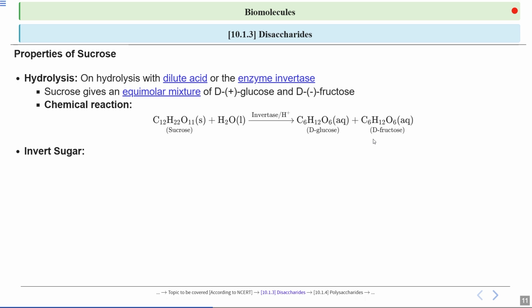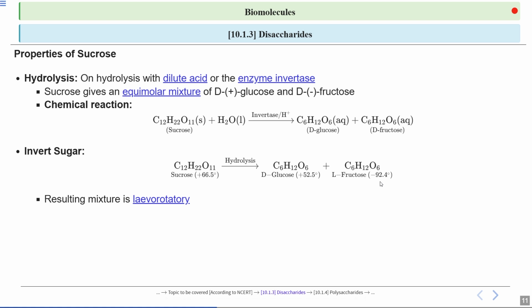Now let us talk about the next property, which is invert sugar. The mixture which is formed after sucrose hydrolysis is called invert sugar. First, sucrose itself is a dextrorotatory substance with a specific rotation of 66.5 degrees. Dextrorotatory means it rotates the plane polarized light to the right. The specific rotation of D-glucose is 52.5 degrees, and for L-fructose it is minus 92.4 degrees.